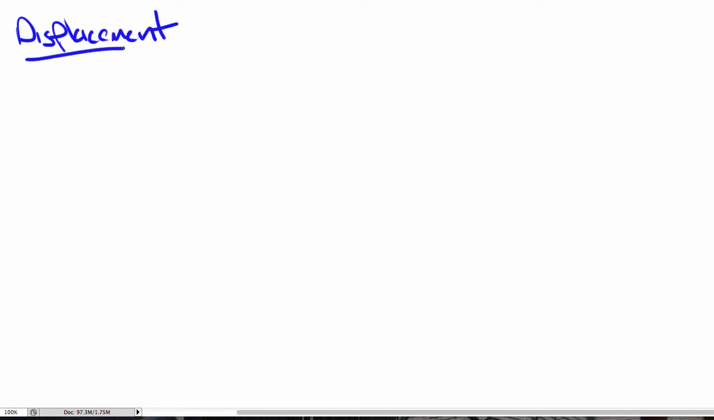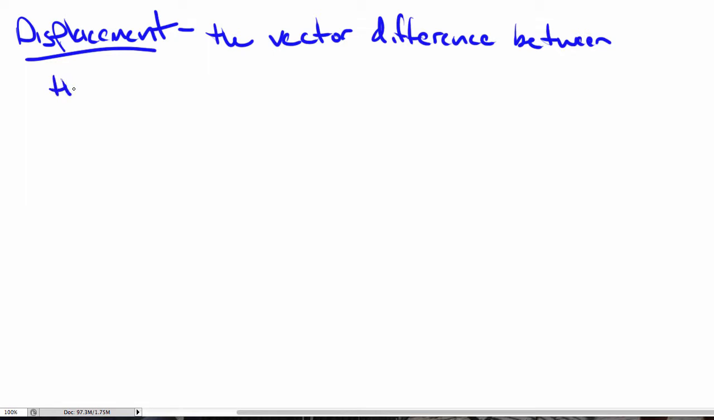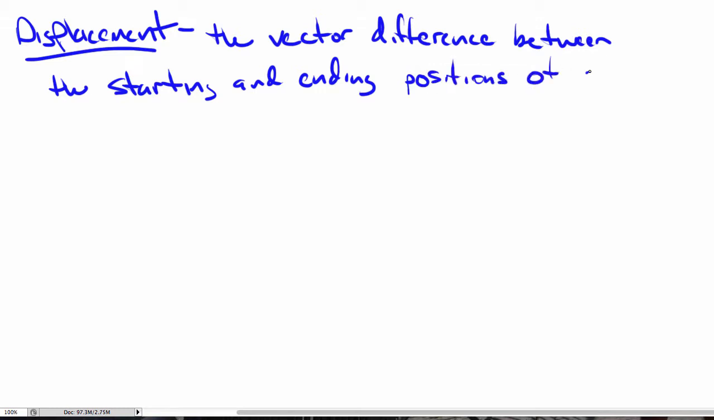So I'll start off with displacement. A basic definition for the displacement is the vector difference, it's a vector difference, of course, between the starting and ending positions of an object. Once again, one of the important things is that displacement is a vector, and it only depends on the start and the end of a path, starting and ending positions of some path.